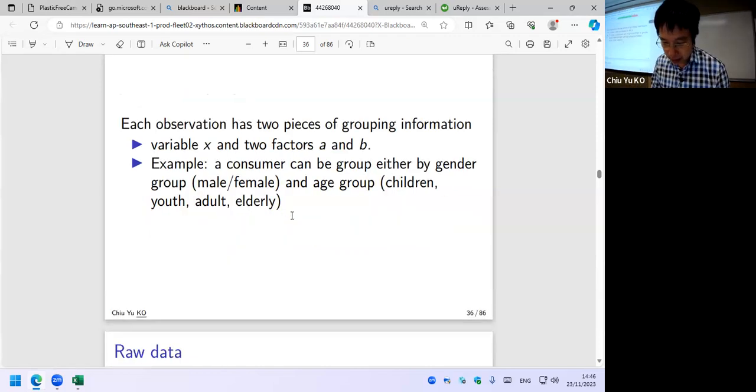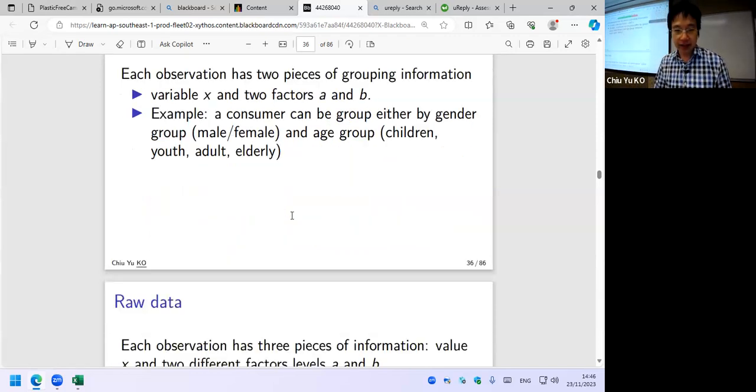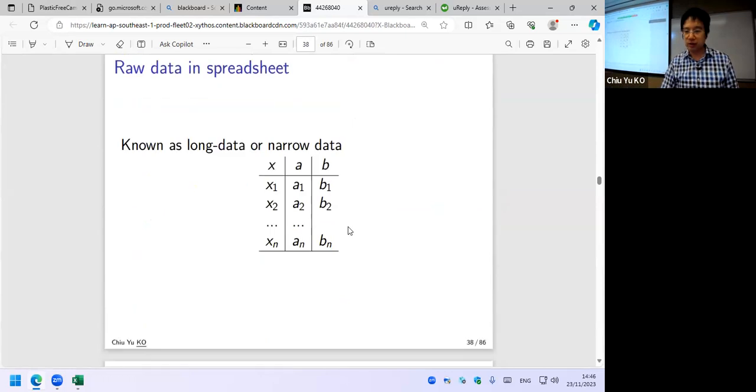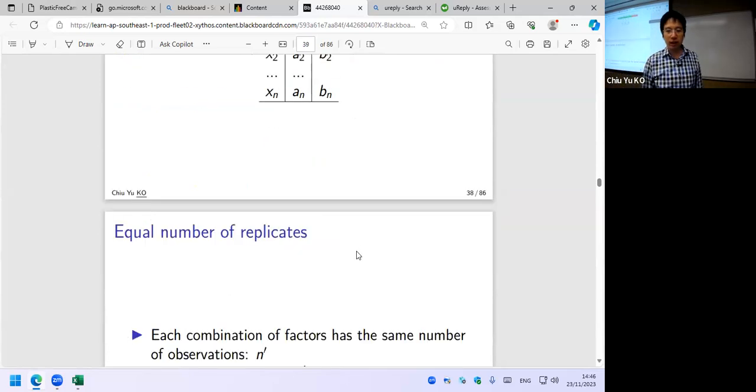The idea is that every observation will have two groupings, whether it's gender or age group. So again, this is the data you have: the data and the grouping, that's it. There's nothing new here.